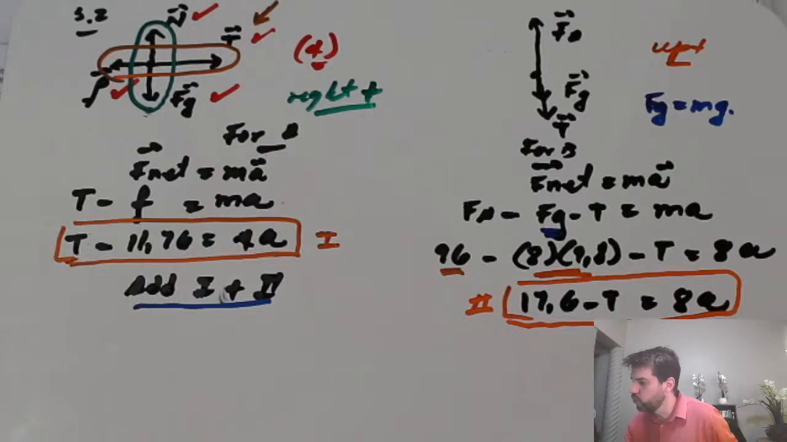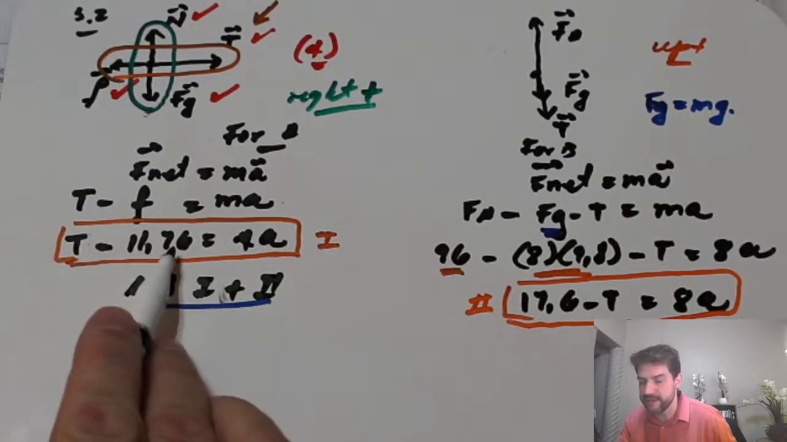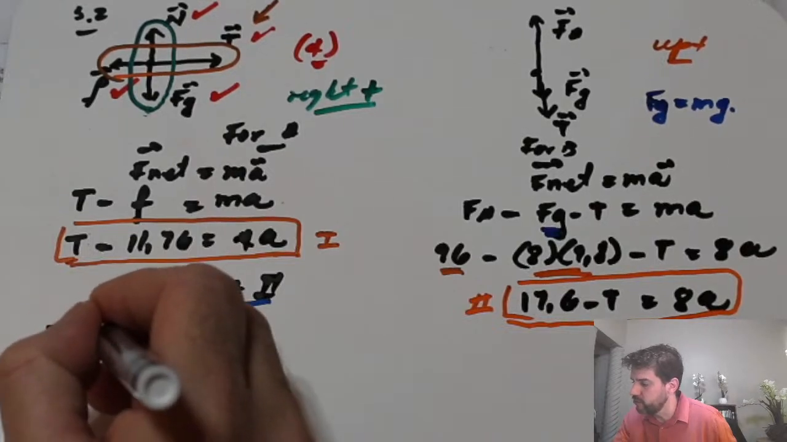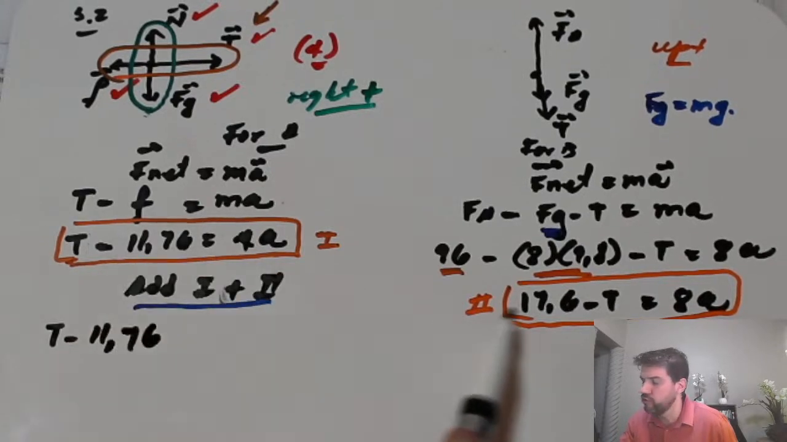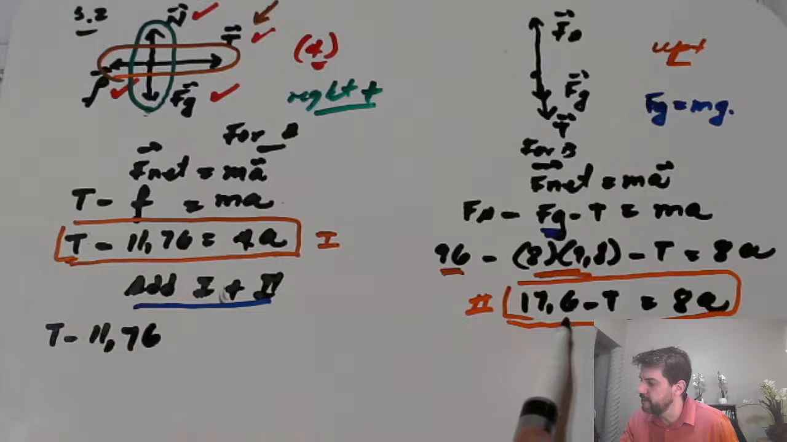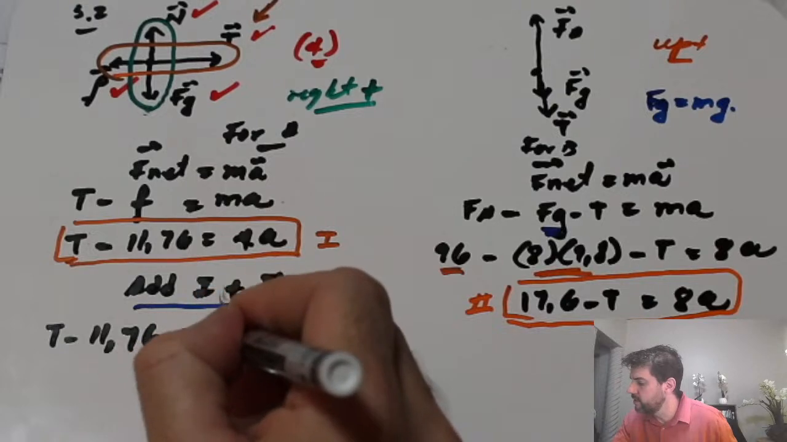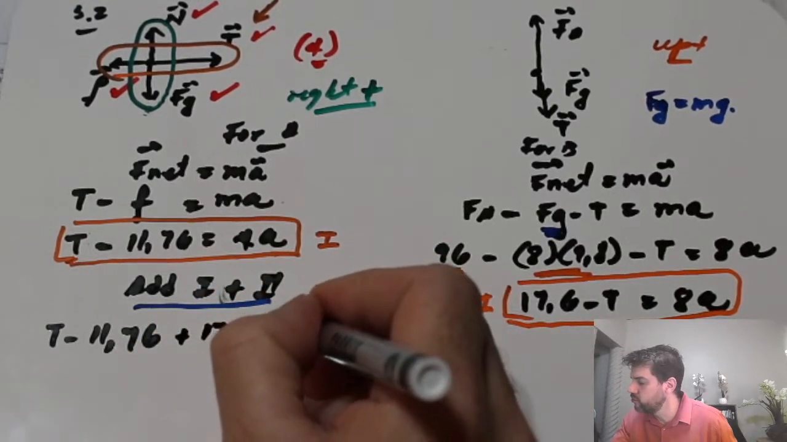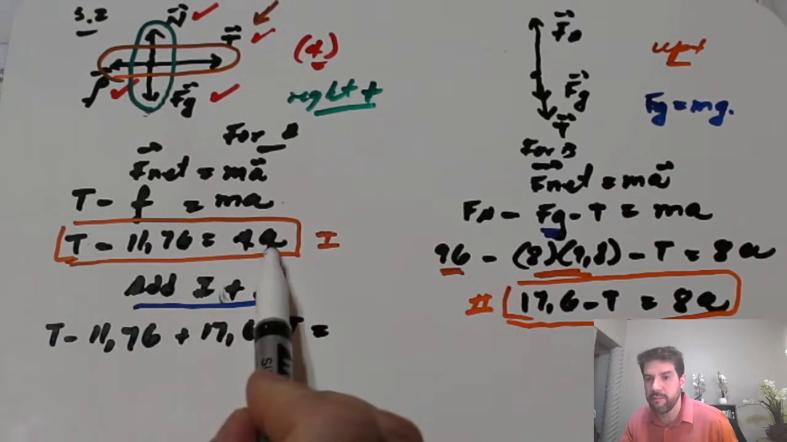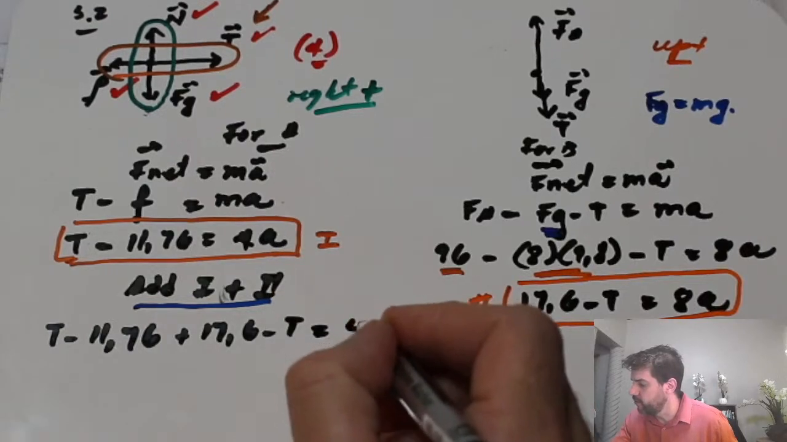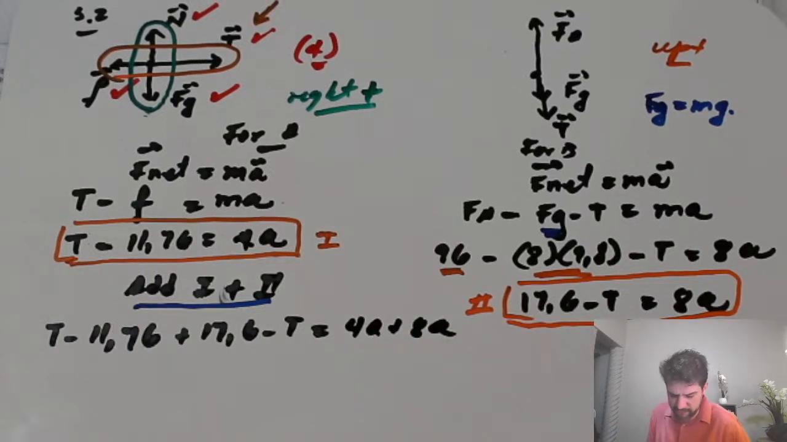So in other words, I'm going to use equation 1 first, so I have t minus 11,76, write it like that, t minus 11,76, that one is from equation 1. Now I'm going to equation 2 here, and I have 17,6 minus t, so this one is plus 17,6 minus t. This one is equal to, now we're going to the right-hand side, 4a, which is here, plus 8a, which is there. So 4a plus 8a.